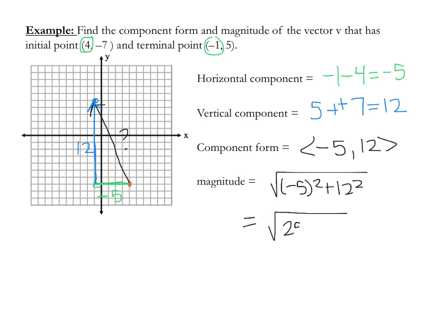So that's square root of 25 plus 144, which is the square root of 169, which some of you may have known that Pythagorean triple already. That's going to be 13. And the magnitude should always be positive because it's a length, so it's never going to be a negative number.